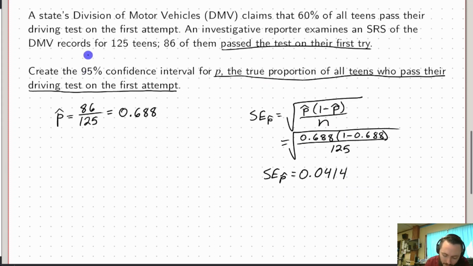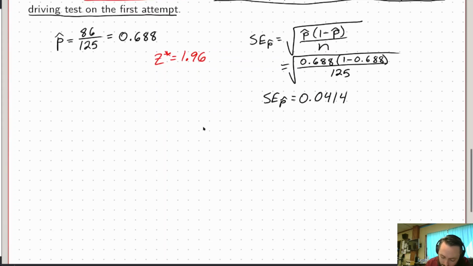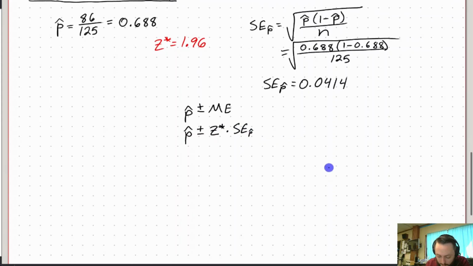Now we're doing a 95% confidence interval. So once again, z star is going to be 1.96. I told you, the 95% confidence interval is going to be the most common one you see, so memorize the 1.96. Now our confidence interval is always the point estimate, in this case p hat, plus or minus the margin of error. The margin of error is z star times the standard error. But now we can plug these numbers in.